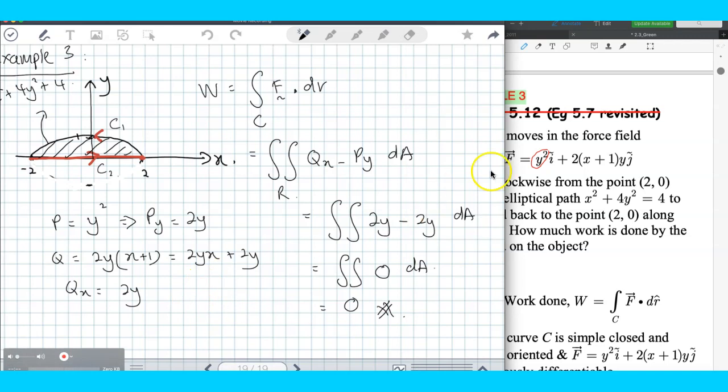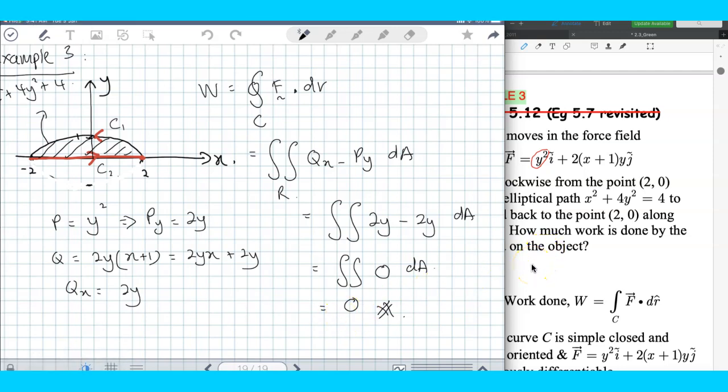Actually the F given here is a conservative vector field. As we know, if the curl of F is 0, and this Qx minus Py is the curl, and your curl is 0, so that's why your line integral for the closed loop of a conservative vector field is 0, because your F here is a conservative vector field.